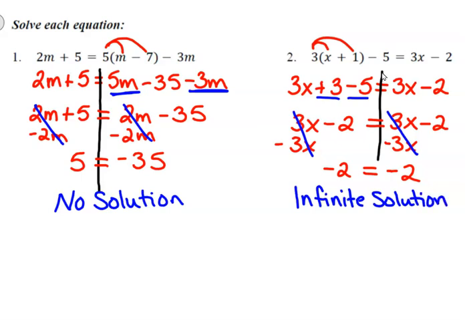Infinite solutions just means that literally any value of x will work because the two sides here are always equal. No solution means that there are no values that work because the two sides are never going to be equal. So that's really what's happening here. Either absolutely no value works or literally every value works.